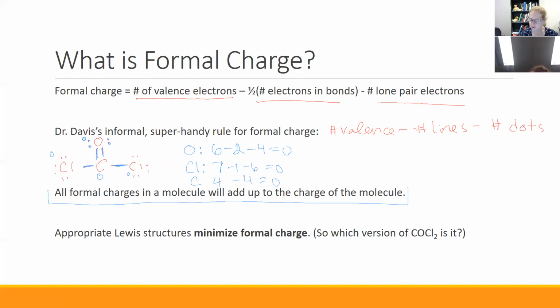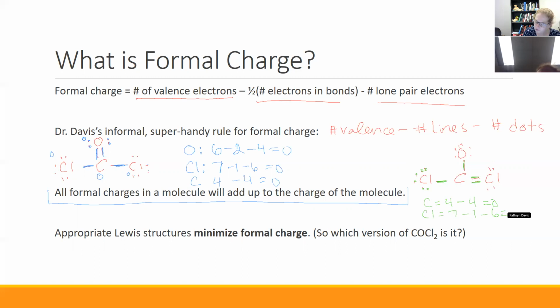If I look at the other structure where I stuck, oops, I'm so used to the right structure that I drew the right structure without thinking. But remember, I put a double bond here and a single bond here. And we had drawn a structure like this. In this structure, if I look at carbon, carbon has 1, 2, 3, 4 lines. So 4 valence electrons from the periodic table minus 4 lines that it touches equals 0. Chlorine touches 1 line, 1, 2, 3, 4, 5, 6 dots. So 7 from the periodic table minus 1 line minus 6 dots.